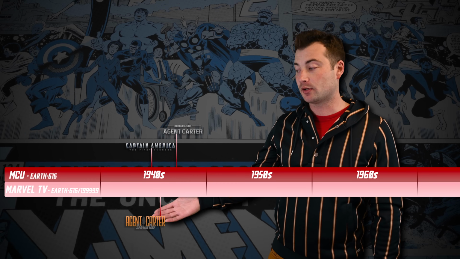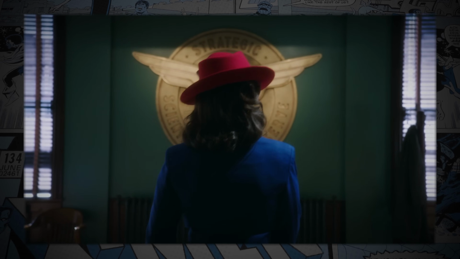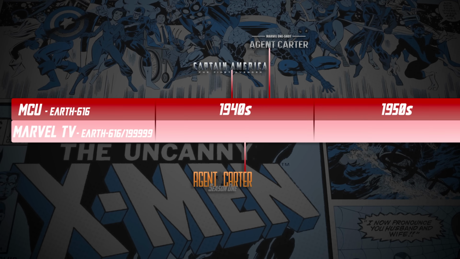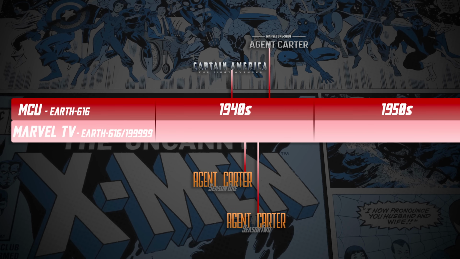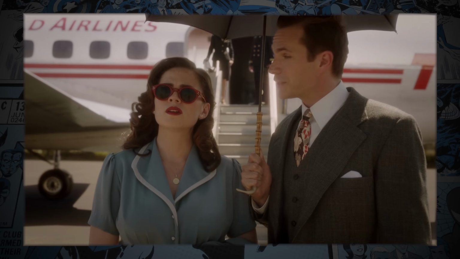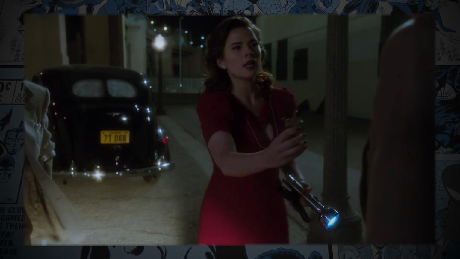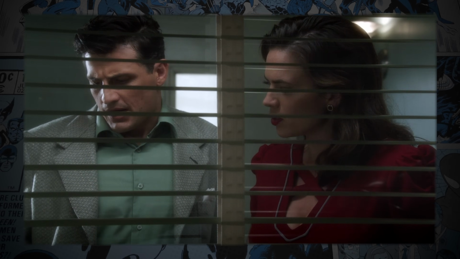We begin with Agent Carter. In the fall of 1946, Peggy Carter gets her own series, and the first season fits about a year after Captain America: The First Avenger. A year after that, in July of 1947, Season 2 of Agent Carter sees Peggy face off against new atomic age threats, taking her from New York to Los Angeles. This fits before the Agent Carter one-shot.